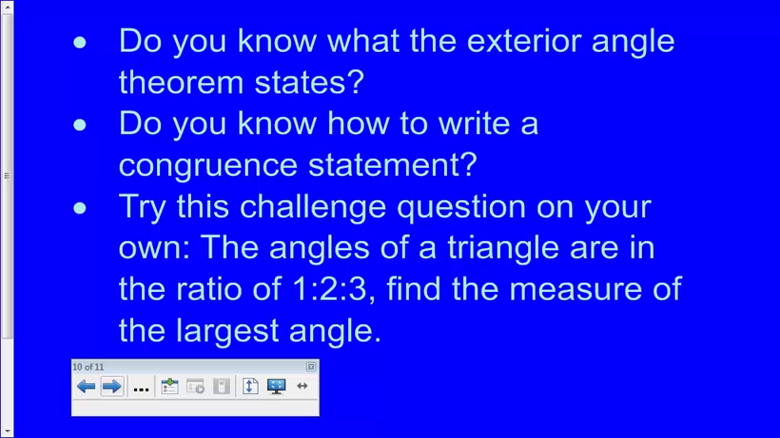This last challenge question we'd like you guys to try on your own. The angles of a triangle are in the ratio of 1 to 2 to 3. Find the measure of the largest angle. So see if you can do that on your own and bring it to class for tomorrow.